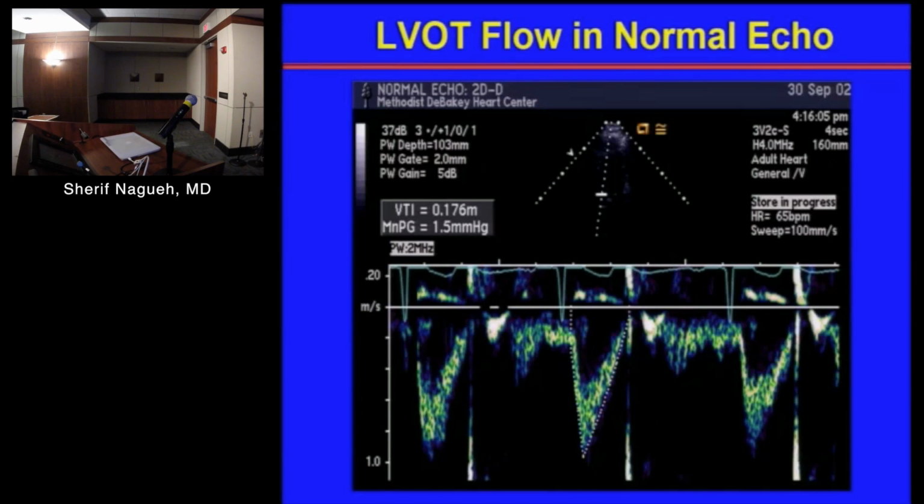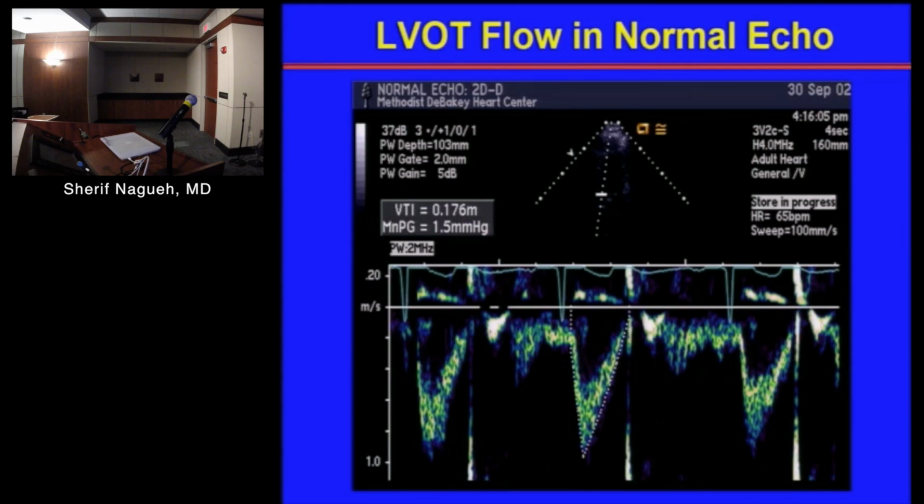You go to the LV outflow tract and you record the flow. Notice just one click, not two clicks. If you see two clicks, you are in the valve. That is not a correct position. Notice also that we are tracing the brightest signals. The brightest signals are the signals that are coming from the most red blood cells having the same velocity. We call this modal velocity.